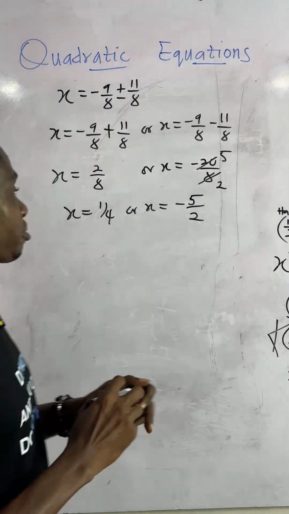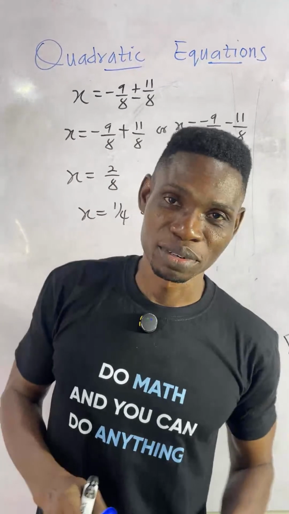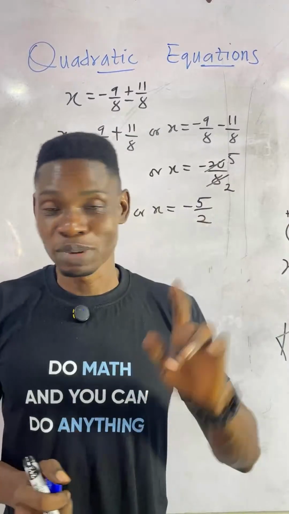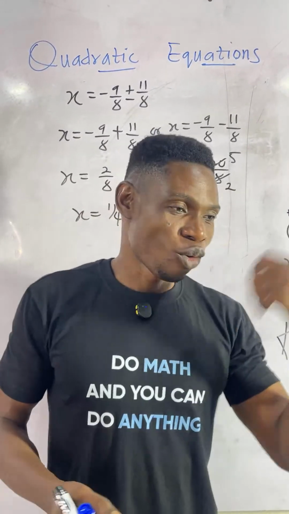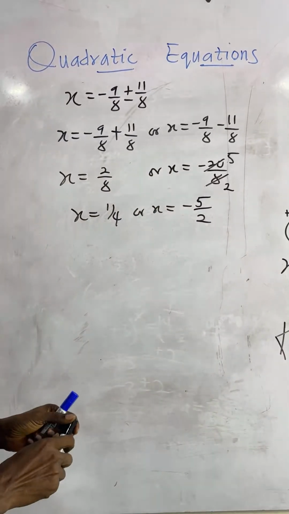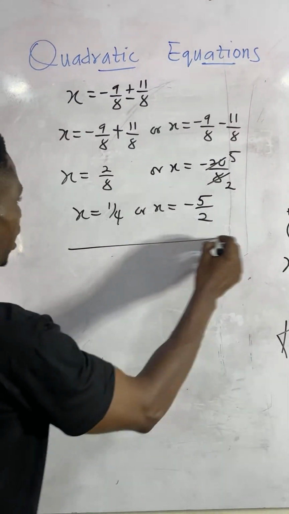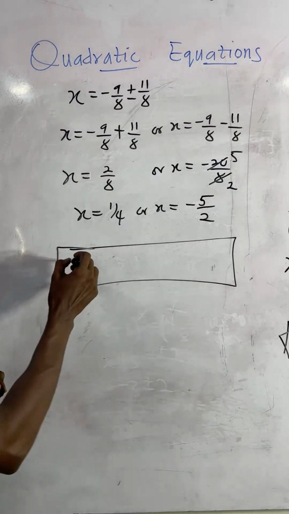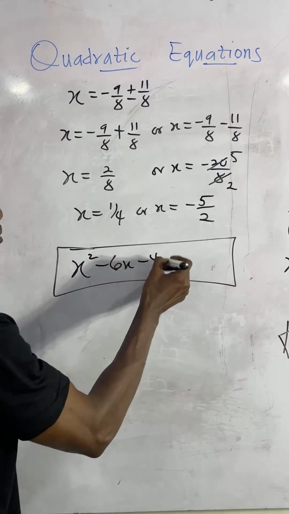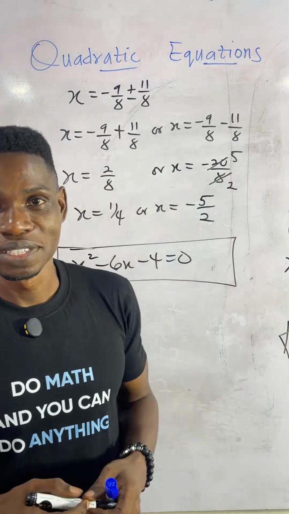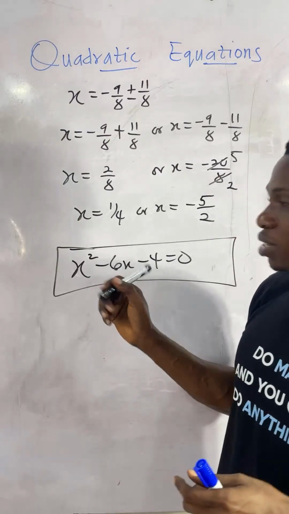Okay, so that was it. So I believe completing the square method is getting clearer. Okay, I'll give you one more. I won't solve it, but I'll expect your answer in the comment section, and then we'll move to formula method. So write this down. x squared minus 6x minus 4 equal 0. So use completing the square method. So write it down and solve.